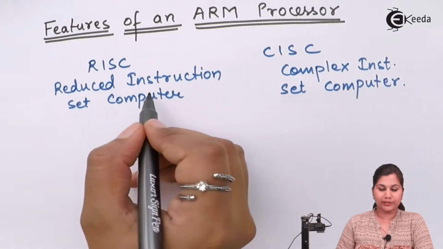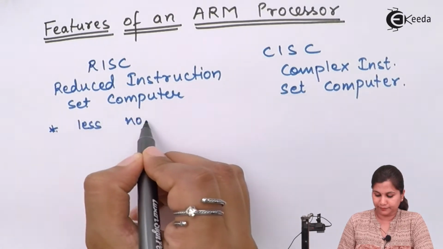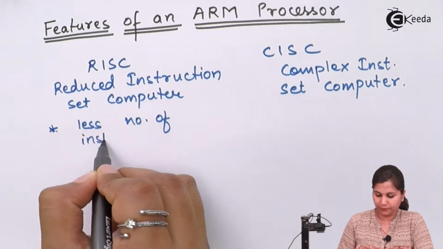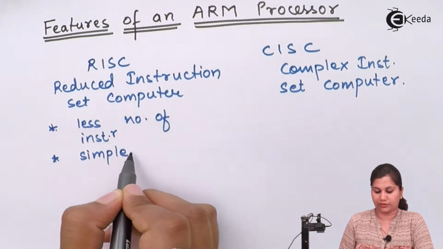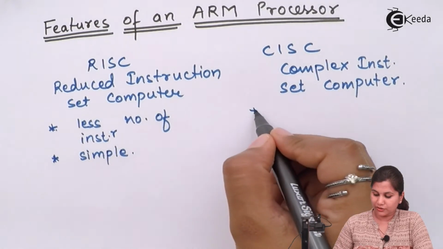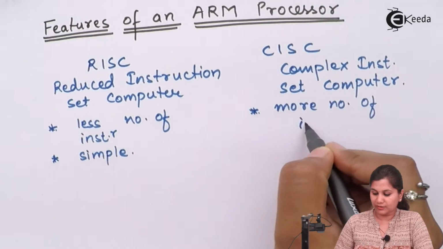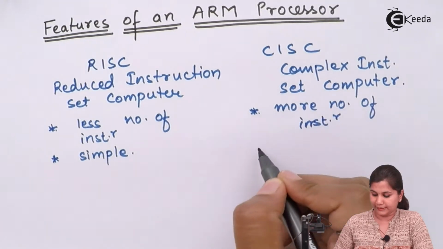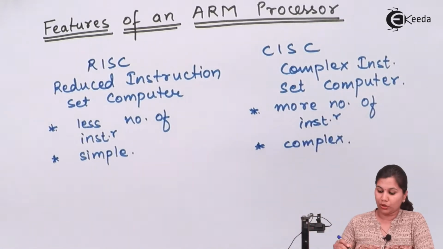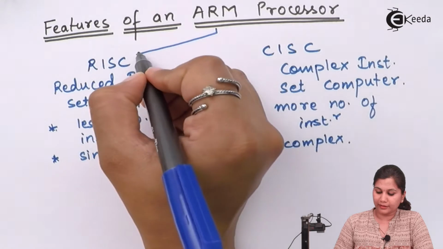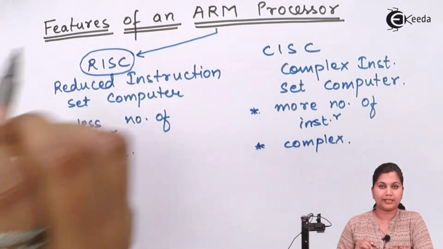In the RISC architecture, the number of instructions involved is less, and the instructions are also very simple. Whereas in complex instruction set computers, there are more instructions, and these instructions are also very complex. So the ARM processors are the family of CPUs which use the RISC architecture.